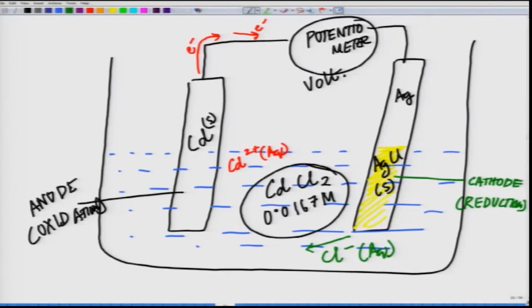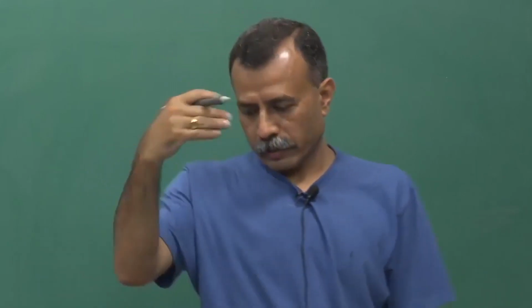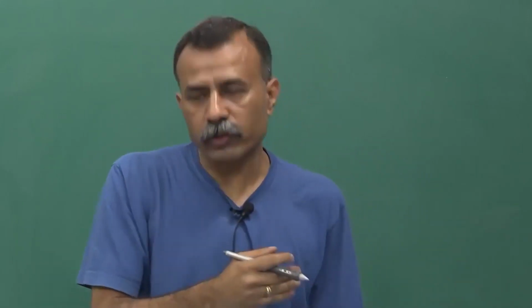So this electron which will be coming, in that case this polarity will be positive, here it will be negative, and this is that external connection, where the electron is coming and reducing the Ag plus, which is generated because silver is leaving behind and coming into the solution.